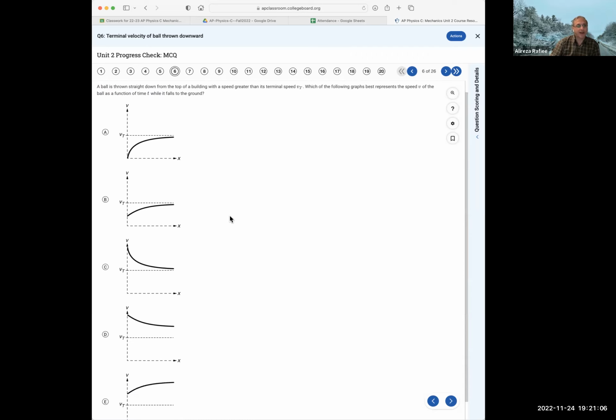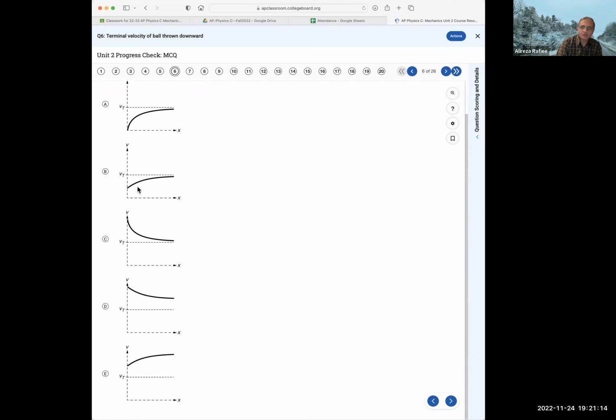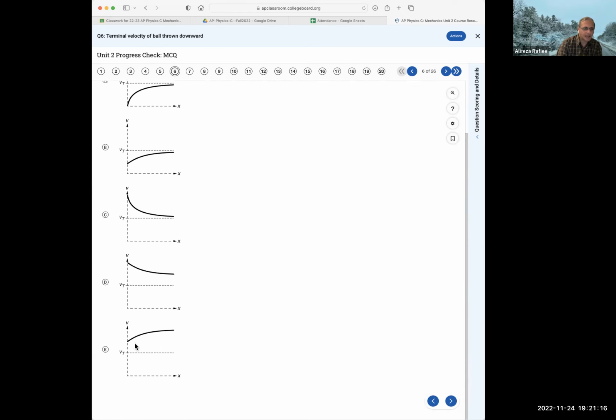Okay, initially it is faster, so it has to go down with time. So A shows you that the speed goes up. No, that's not the case. B, the speed goes up. That's not the case. And E, also the speed goes up. So the only two answers which are perhaps acceptable are C or D.